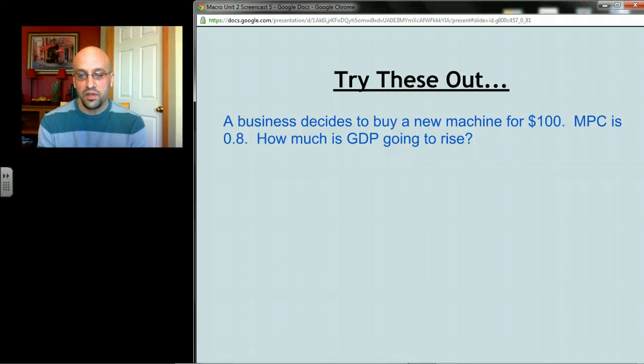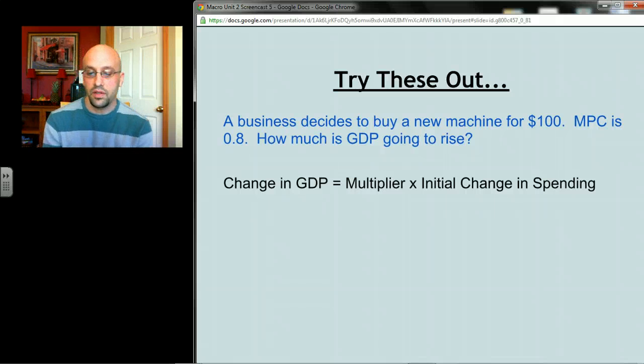Let's say a business goes and decides to buy some machine, right? We call that investment. That's spending, right? Business walks into wherever, Best Buy, and spends money there for some capital good. If MPC is 0.8, if everyone's going to spend 80% of their income, right? Best Buy takes that money, it pays their employees, the money all eventually funnels back to households. So how much is GDP going to rise? Well, think it through. The formula: change in GDP is equal to the multiplier times the initial change in spending. You might want to pause the video and see if you can figure out what the change in GDP is going to be.